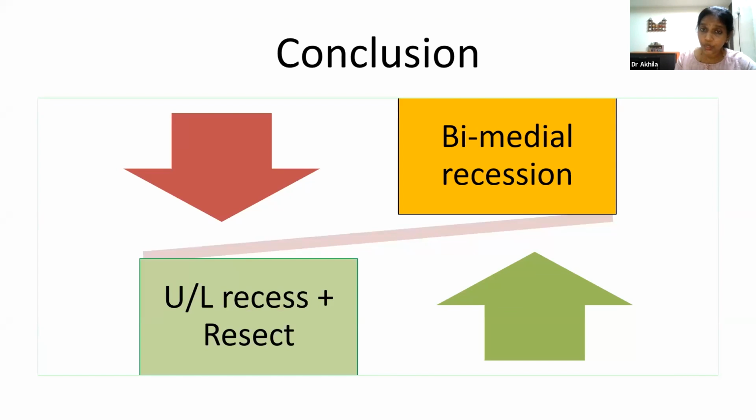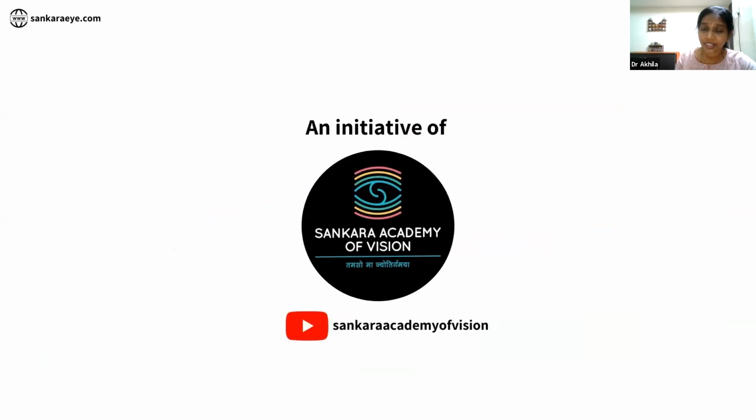So when it comes to children who have equal vision, good vision in both the eyes, there is no underlying amblyopia, and who do not have any fixation preference, and in the absence of any anatomical defect, I would still prefer a bimedial recession over a unilateral recess and resect. Thank you for the opportunity.